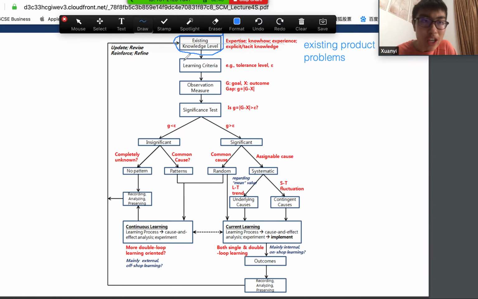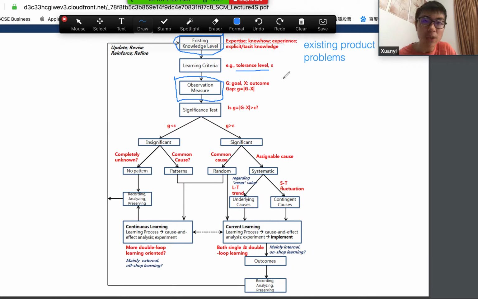Then we have a learning criteria. What is our learning criteria? It is, for example, our tolerance level. You can say learning criteria can be a certain number that standardizes your tolerance level, or some other measure. It is basically a measurement or indicator for you to decide whether the problem for the quality of your product is significant or not. So it can be a tolerance level. After learning criteria, we have an observation measure.